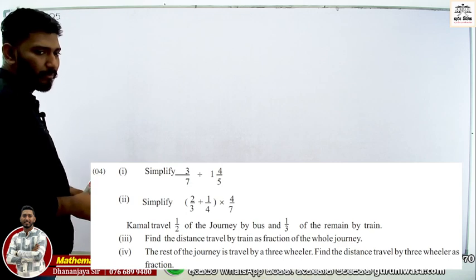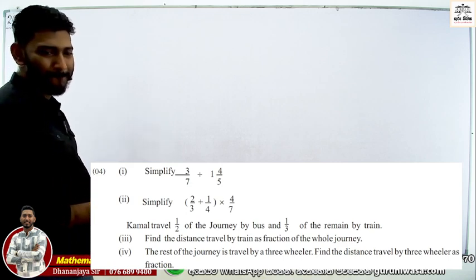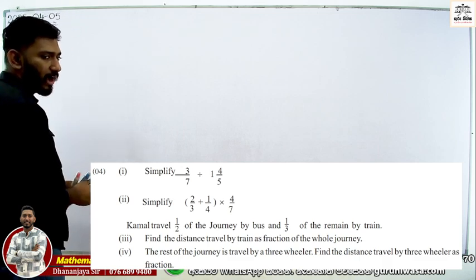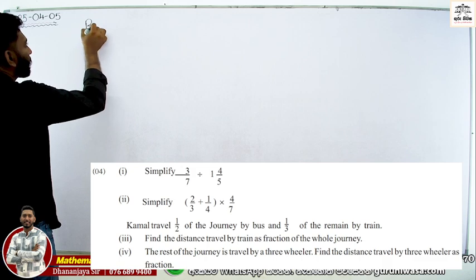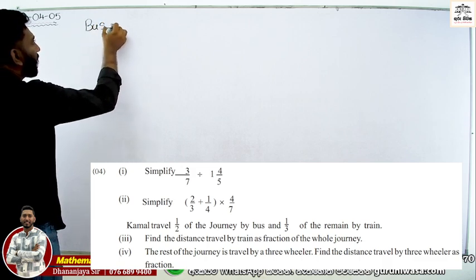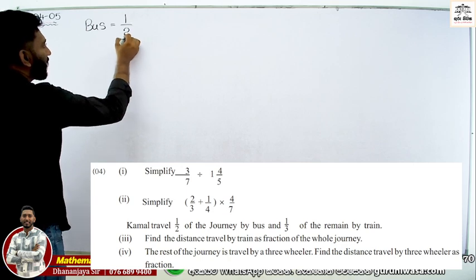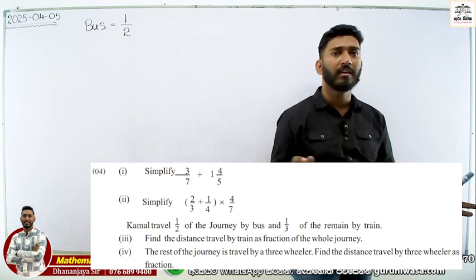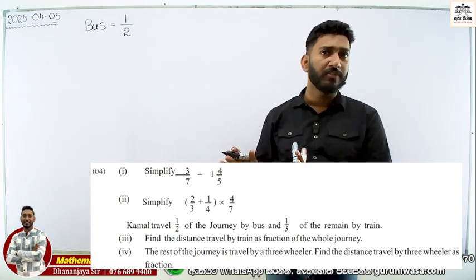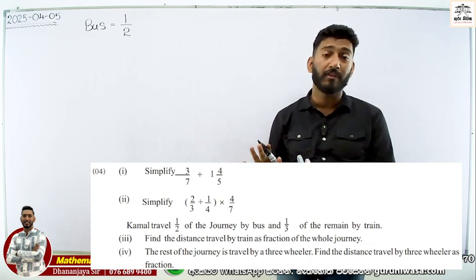Right. බලමු අපි උත්තරේ. Kamal travels half of the journey by bus. Now listen. By bus. මෙන්න පුතේ බස් එකෙන් ගියා භාගයක් නේද? We call it a half of the journey. Right? And the total journey becomes 100 kilometers. 50 kilometers traveled by bus. Right? Half of the journey.